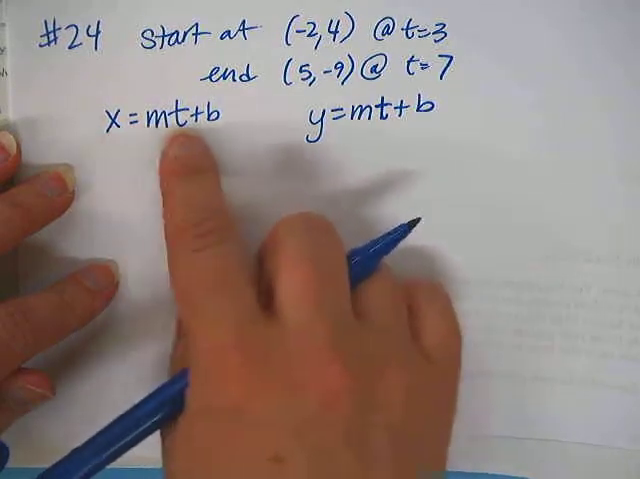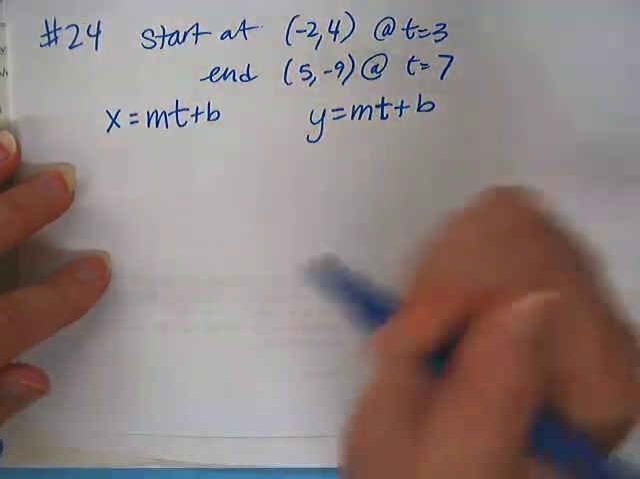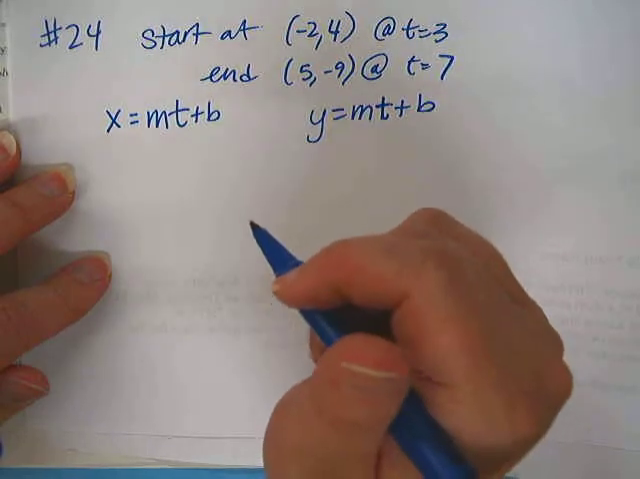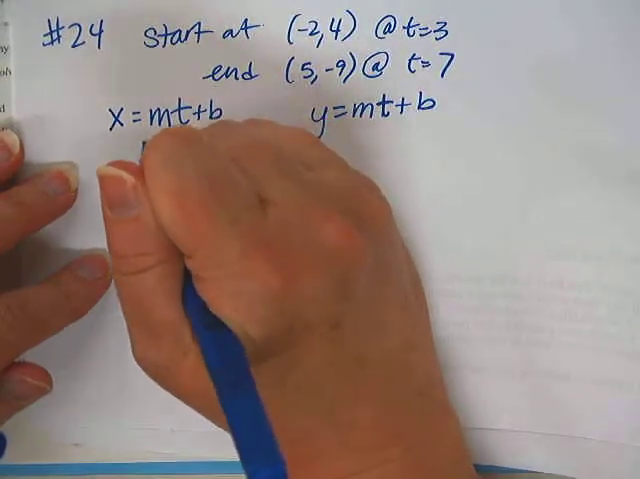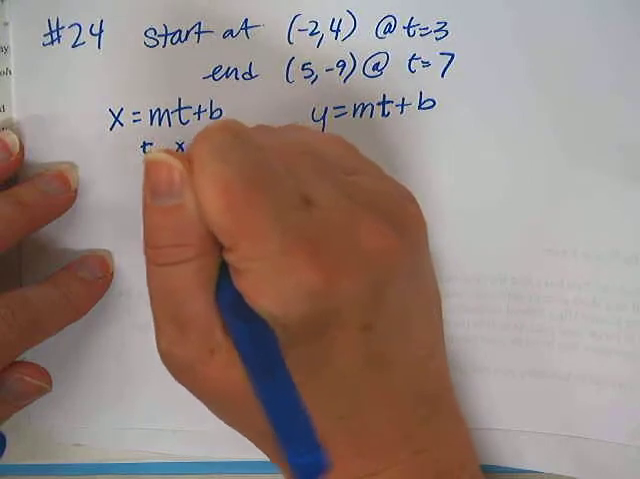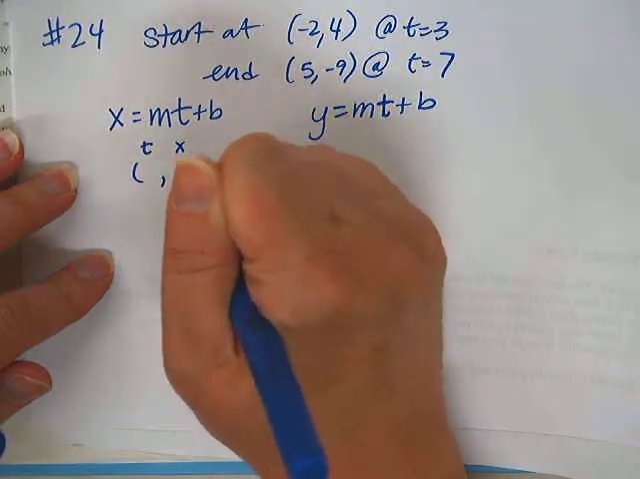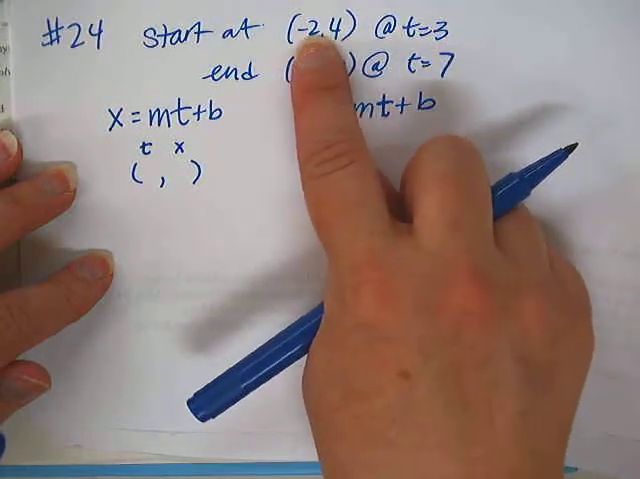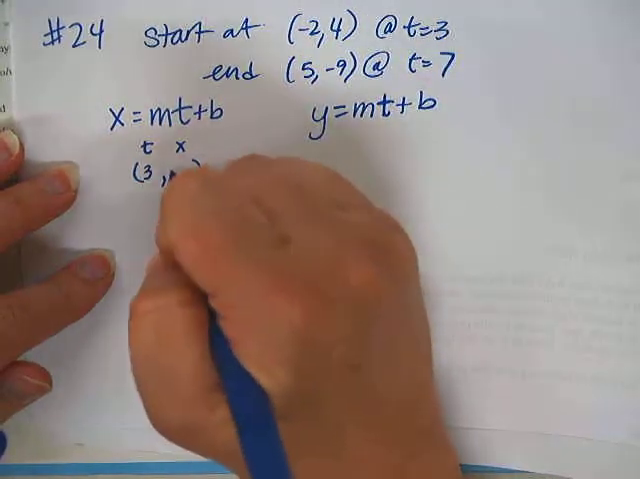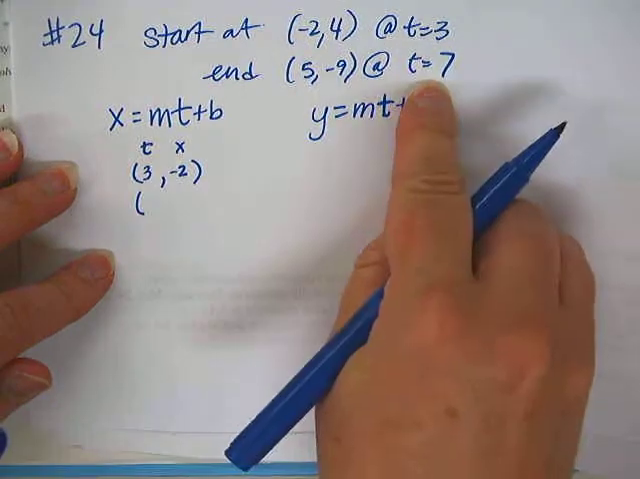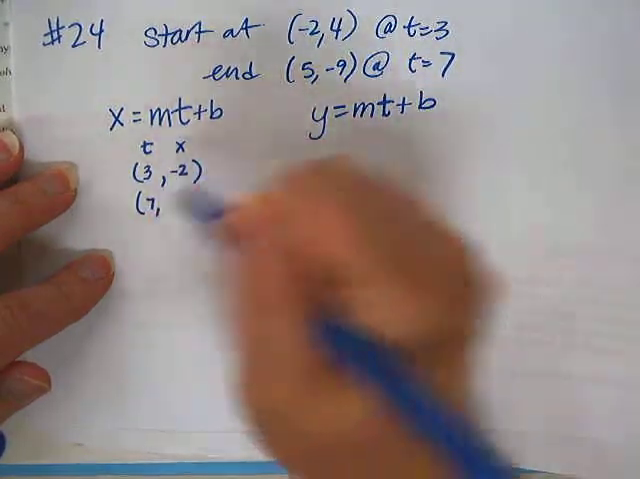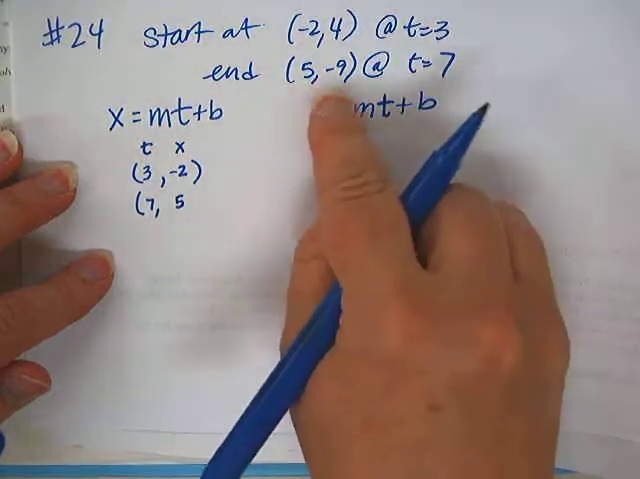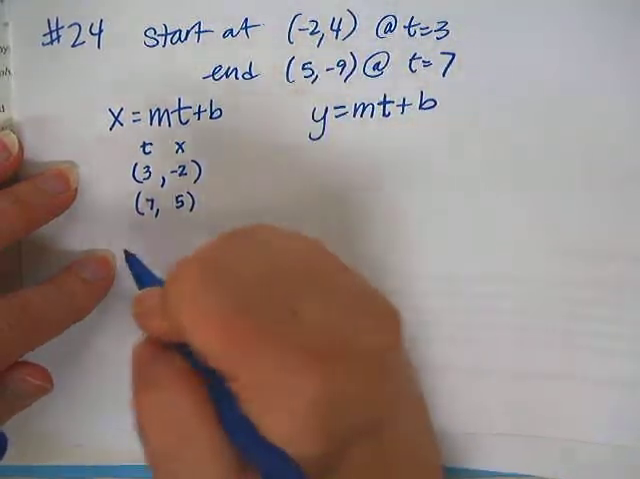Alright, so let's start with the x graph. All we care about is x and t. I'm going to organize this a little differently than I did the example on the assignment last time, just to help it make more sense. So what I'm going to do is take the t and then the x value and put it as points. So when t equals 3, what is x? And when t equals 7, what is x?